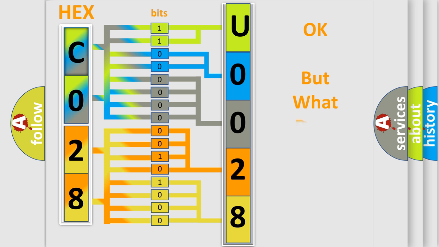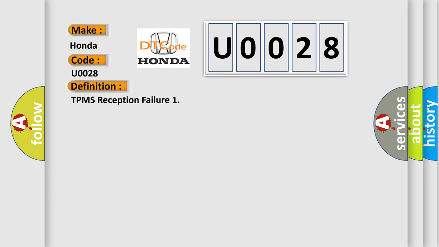The number itself does not make sense to us if we cannot assign information to what it actually expresses. So, what does the diagnostic trouble code U0028 interpret specifically for Honda car manufacturers? The basic definition is TPMS reception failure.